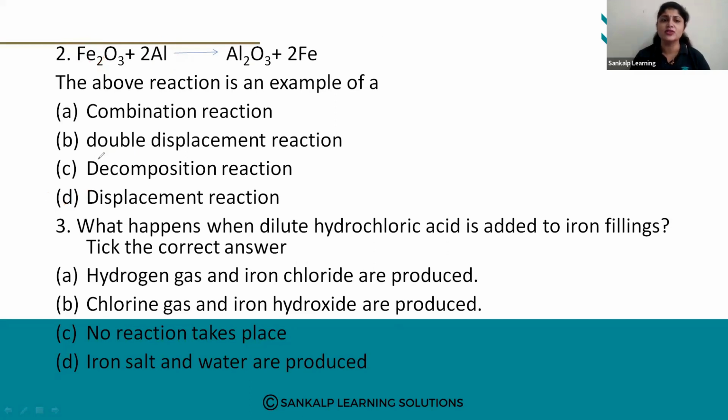I hope it is understood. So we'll go for the next one. What happens when dilute hydrochloric acid is added to iron filings? Tick the correct answer. A, hydrogen gas and iron chloride are produced. B, chlorine gas and iron hydroxide are produced. C, no reaction takes place. D, iron salt and water are produced.